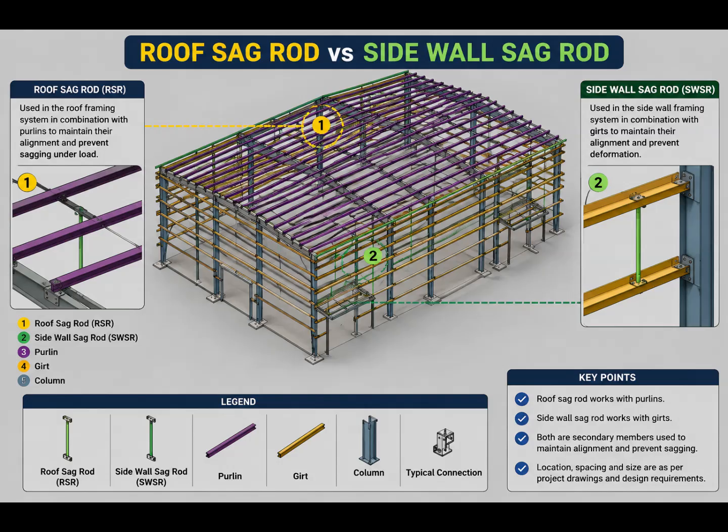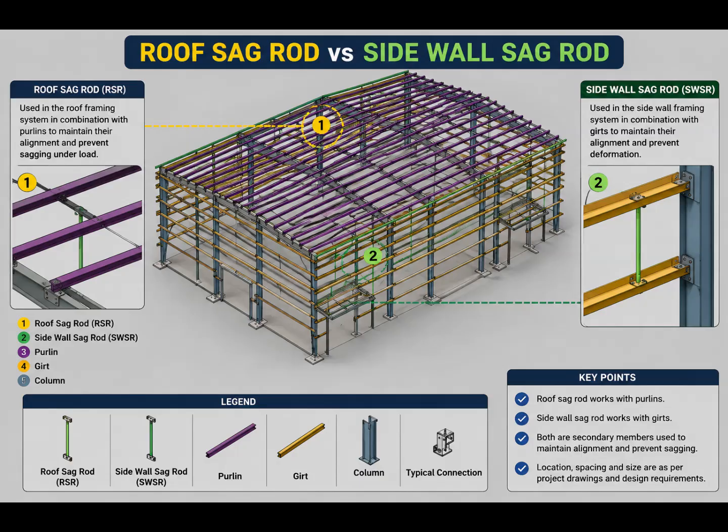We need to ask, is this member in the roof framing? Or is this member in the side wall framing? Then we need to identify the corresponding secondary member. For the roof, that member is the purlin. For the side wall, that member is the girt. So the identification process becomes roof purlin, roof sag rod, and side wall girt, side wall sag rod.